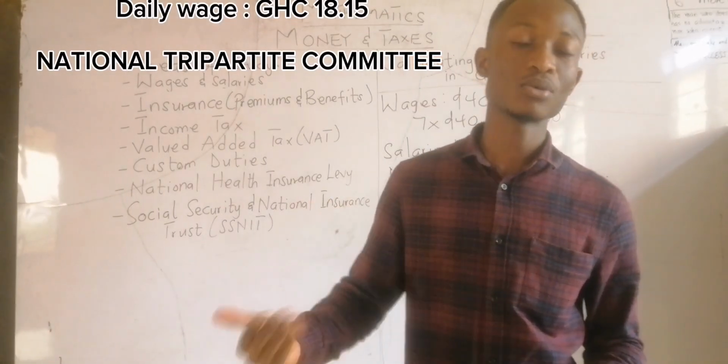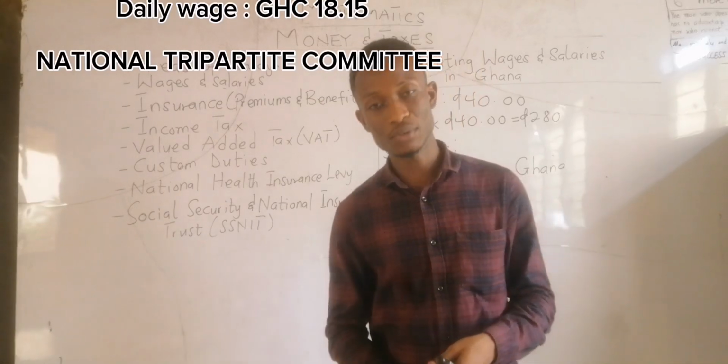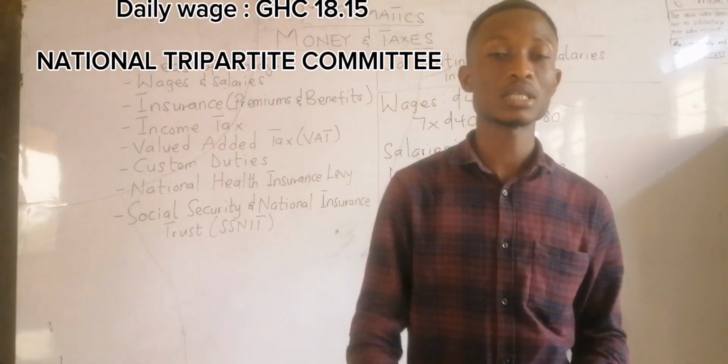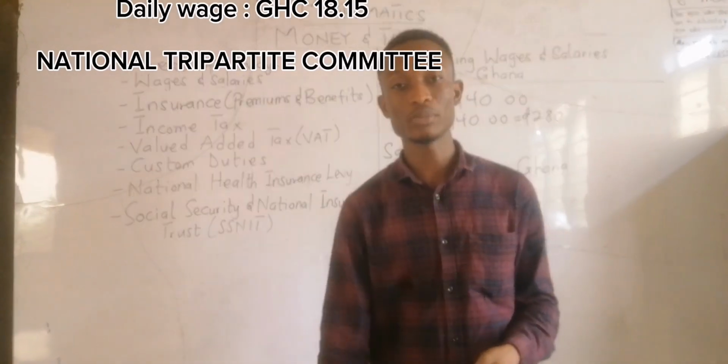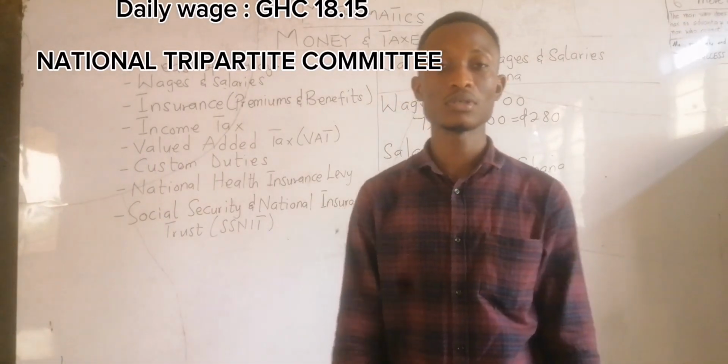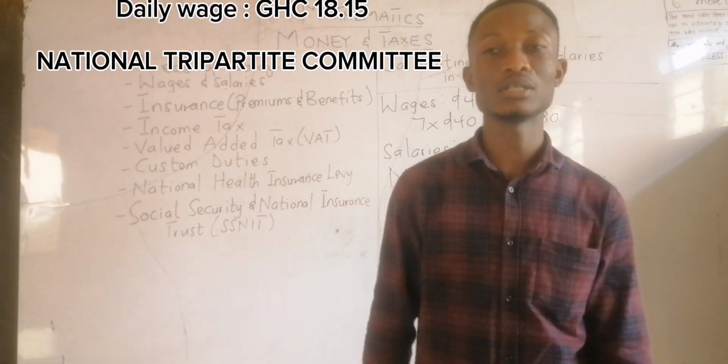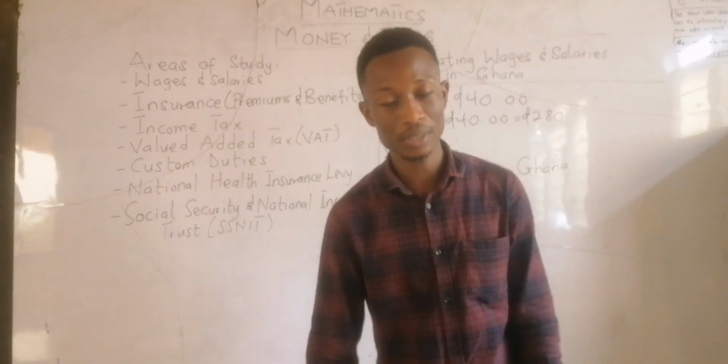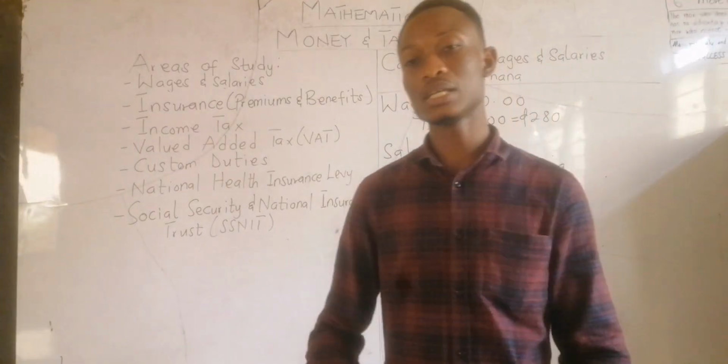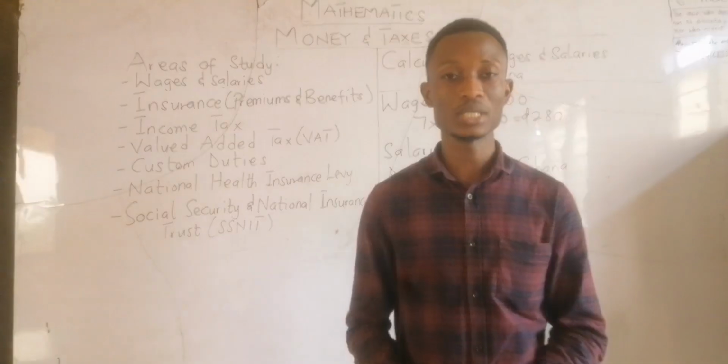They revise or give out the wage that needs to be given to every worker. We call them the National Tripartite Committee. They are in charge of checking or giving out the daily wage to be given to every worker in Ghana. So that is a little information about wages and salary.